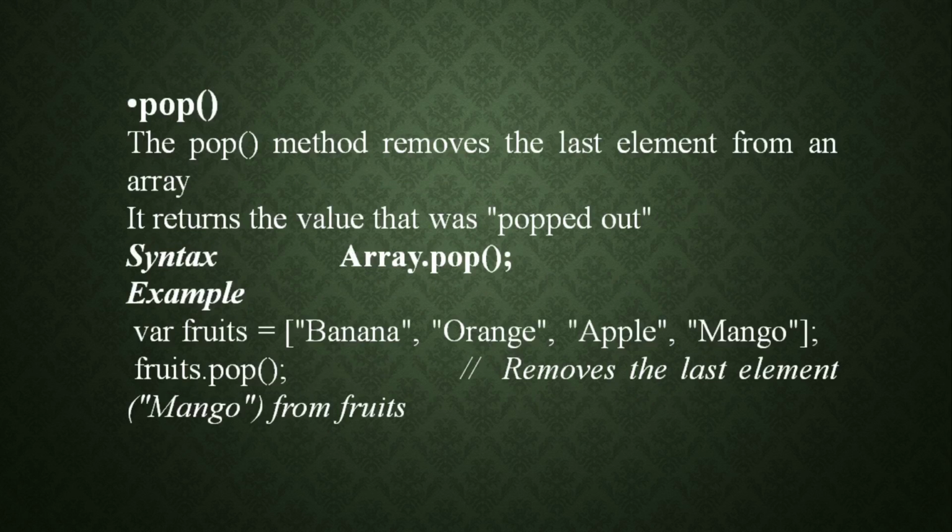The next one is pop. It returns the value that was popped out. It means, here in this example, fruits I have taken: banana, orange, apple, mango. The topmost element is mango. If I use the pop method, it removes the last element from an array. Now the last element is mango, so it removes the mango. Then again, if I call fruits.pop, now it will remove apple. Again, orange.